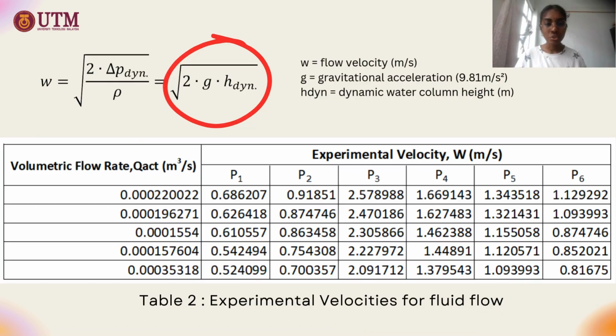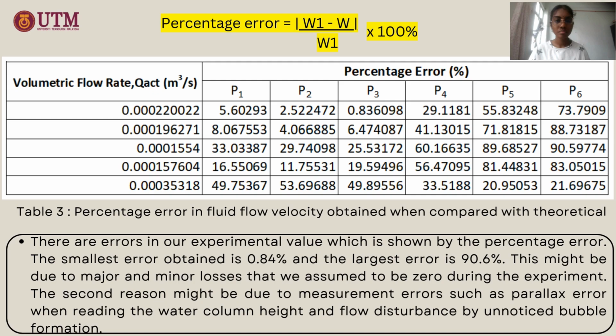This table shows the values for experimental velocity. We have used the formula velocity equals the square root of 2 times gravitational acceleration times the dynamic water column height to calculate the experimental value. Then we have calculated the percentage error. The formula used is theoretical value minus experimental value, divided by theoretical value, times 100%.